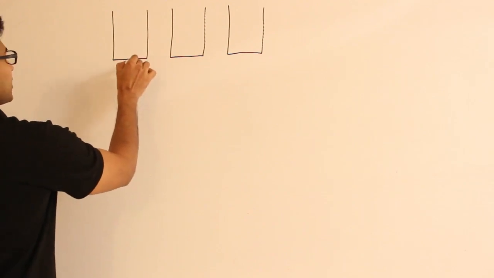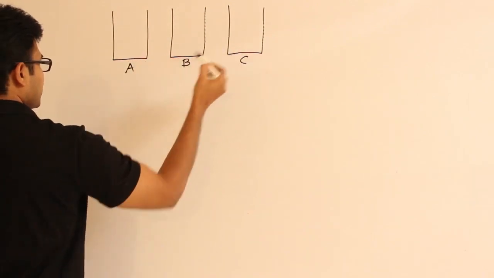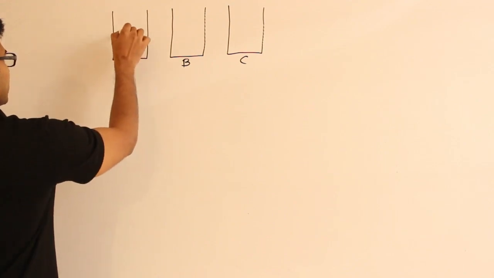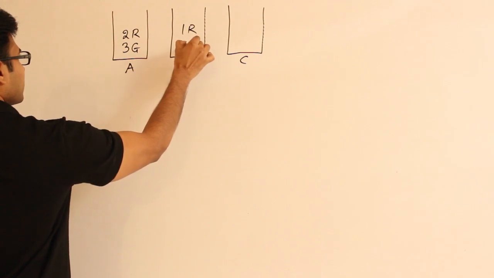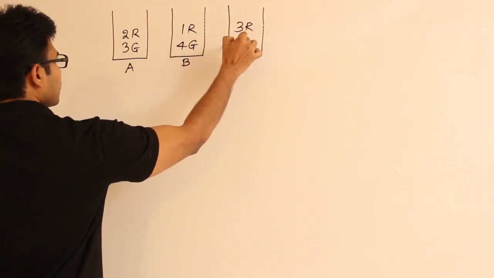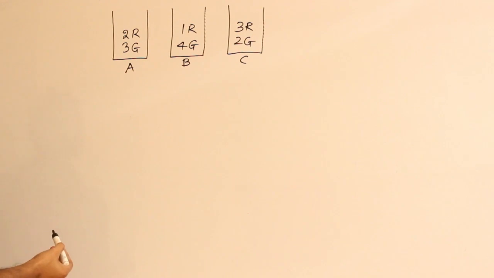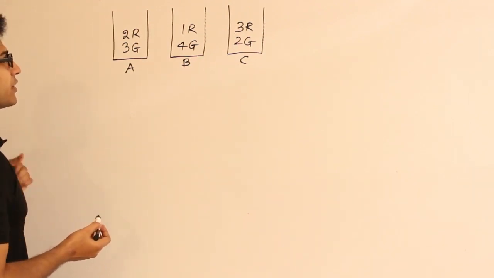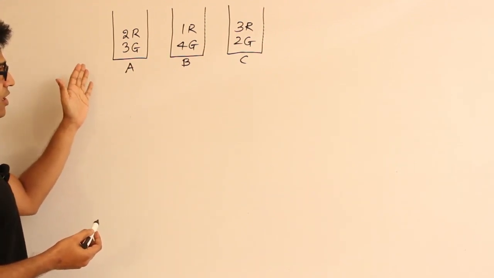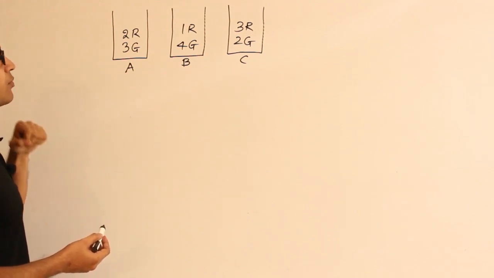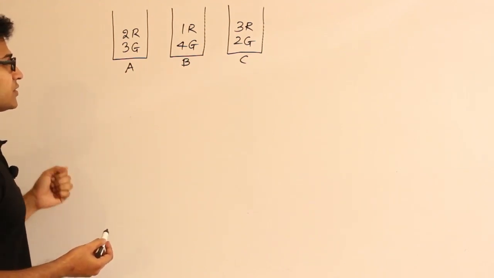Let us say there are three boxes, box A, box B, box C. In box A assume that there are 2 red balls and 3 green balls, in box B 1 red ball and 4 green balls, and in box C 3 red balls and 2 green balls. Now there are various questions that can be asked on this example. One question is, what is the probability of getting a red ball? The experiment is like this: we'll first choose a box randomly and then we'll pick a ball from that box, whatever box is chosen.